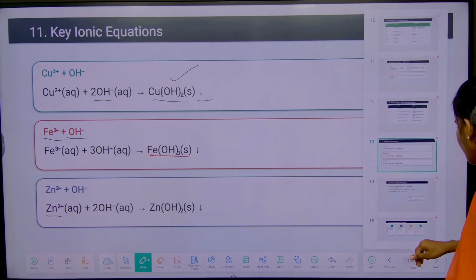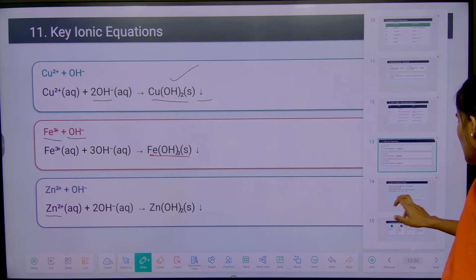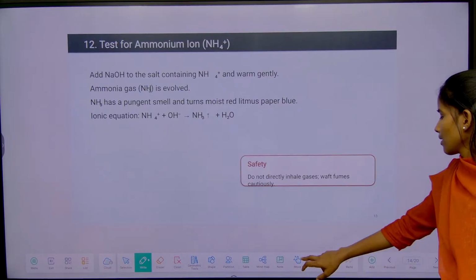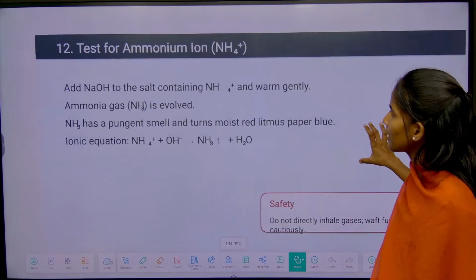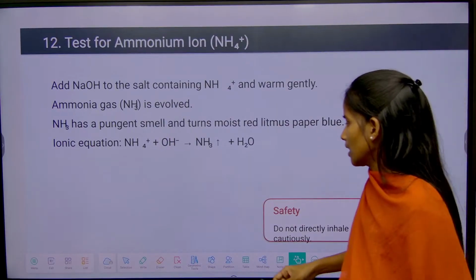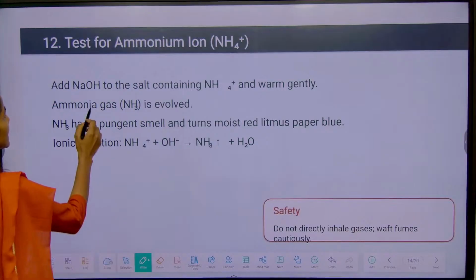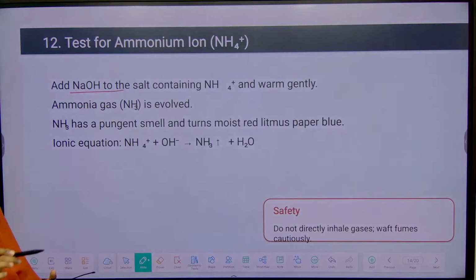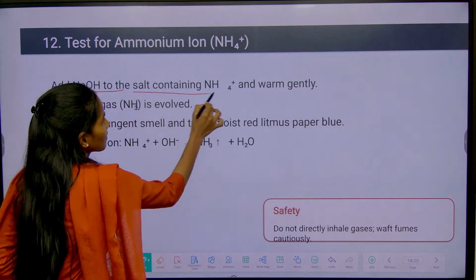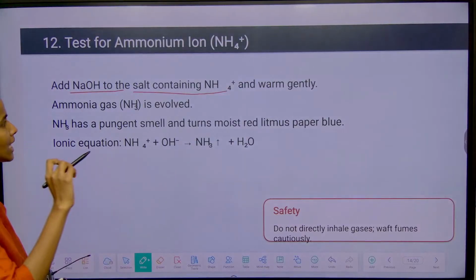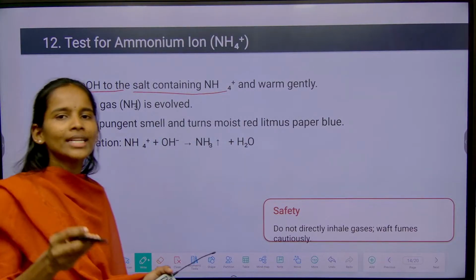Let us see the test for ammonium ion. How to check whether the given salt contains ammonium ion or not? We have to add NaOH solution to the given ammonium-containing salt solution. Then what do we have to do? We have to heat it a little bit.